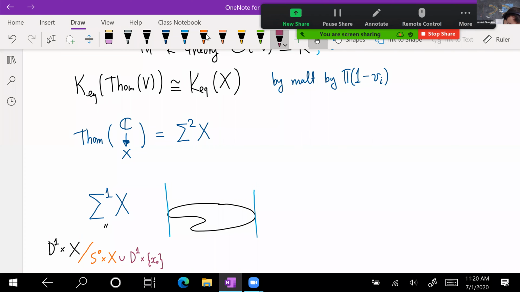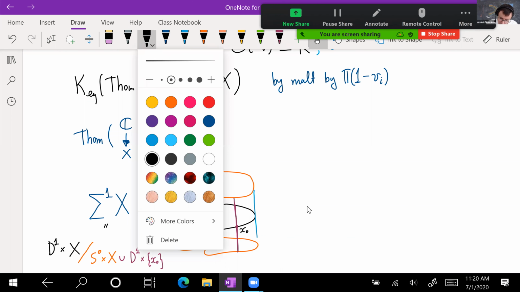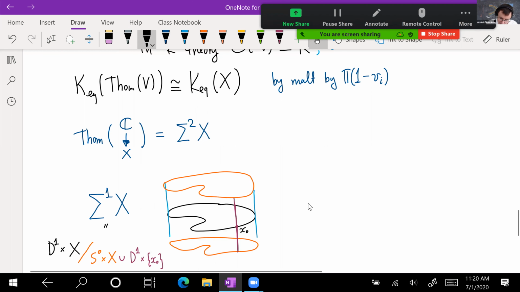So this is what the boundary will look like. I wish I picked a simpler shape, but I'll try. That's the boundary. This is what we collapse, but we also collapse this fiber over a special point. So this is my marked point, X naught. Right? And so what we get is just like two cones over X glued together.